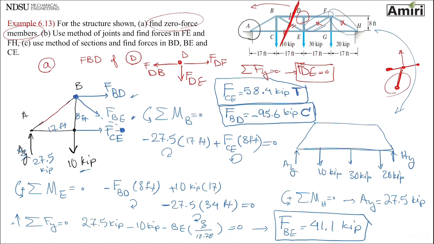Okay. So let's see. We said let's start from a point that has two unknowns. I see FH and GH. So when I did this free body diagram, AY, I got 27. I have to find HY as well. If you write summation of forces in Y equals 0, you're going to get HY of 32.5 kip. Okay. So I needed this one too. Okay, now let's draw a free body diagram of joint H. FBD of H.